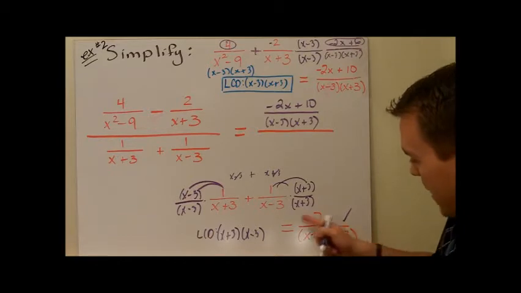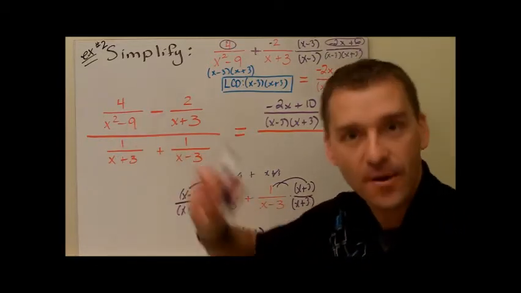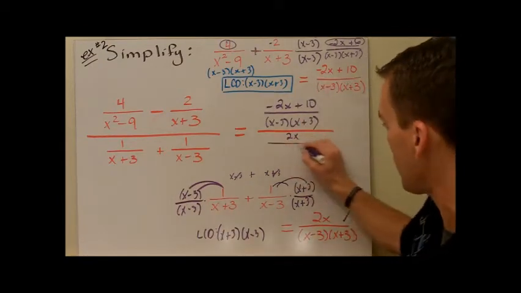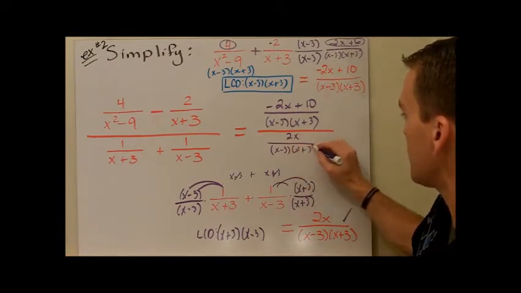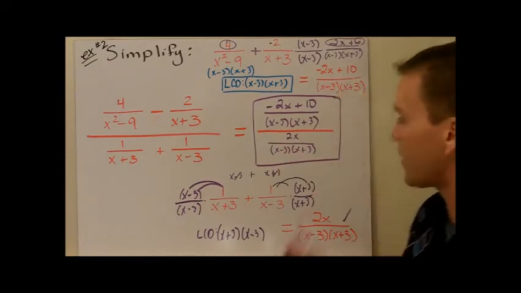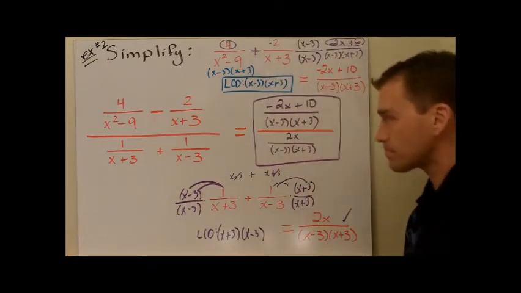So this now is my denominator once I added these two fractions together after I got common denominators. So that means this is 2x over x minus 3, x plus 3. So now I'll box this because this is where we are in the process. Sorry, my writing's a little messy. Should be able to read it though.